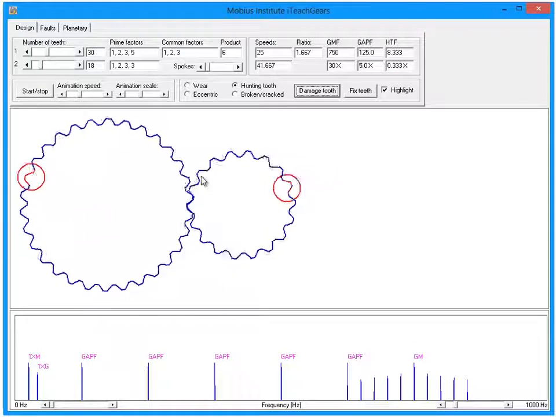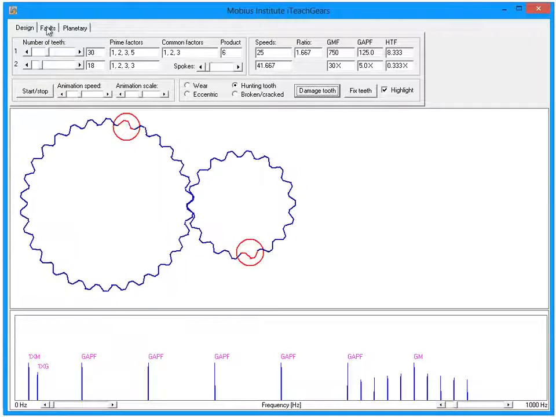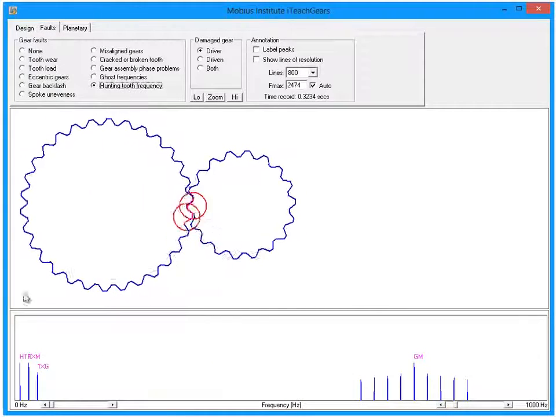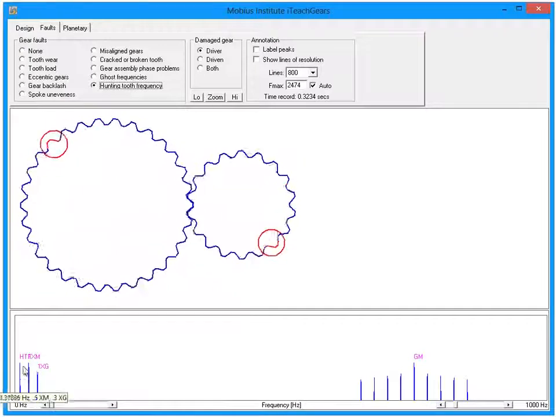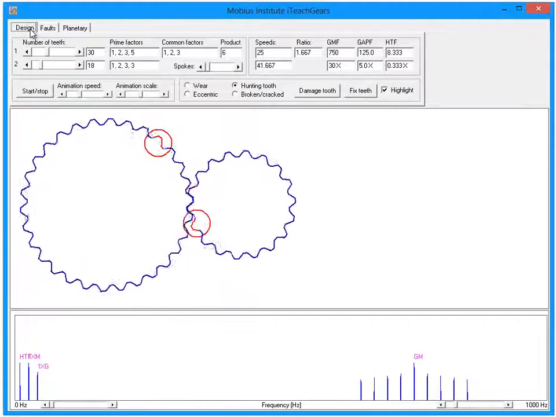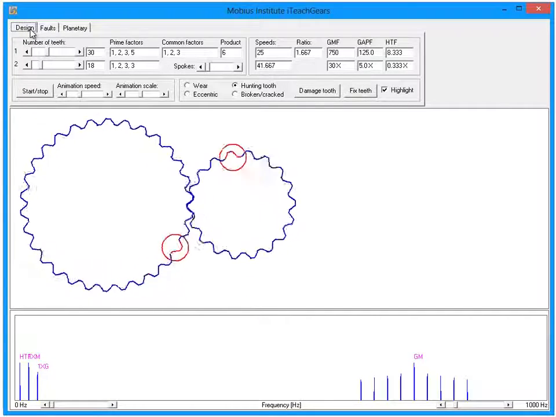So anything that doesn't happen frequently is going to be a low frequency. So from a spectrum point of view, if I put in my hunting tooth frequency, it could be quite a high peak at quite a low frequency. That's just because those two individual teeth don't come into mesh very frequently.